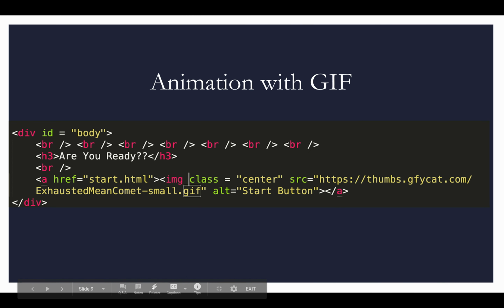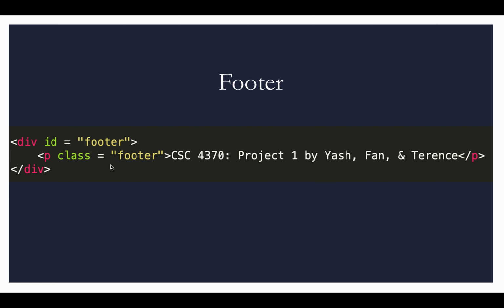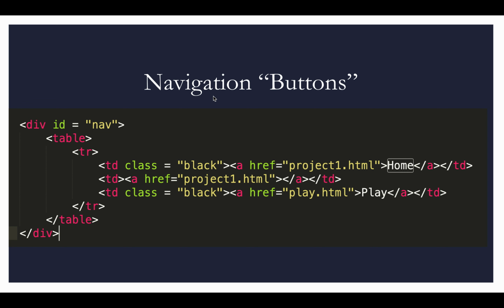Some of our code snippets include animation with GIFs. We used this on our start page to have it move dynamically. This was used with the image tag. Next, we created a footer. This is a div, basically at the end of the page. This is where we write the class name as well as who made it, so our names at the end. Then we have navigation buttons. Buttons is in asterisks because we used a table function to create these buttons. Essentially, they're A tags which link to the home page button and then the play button.